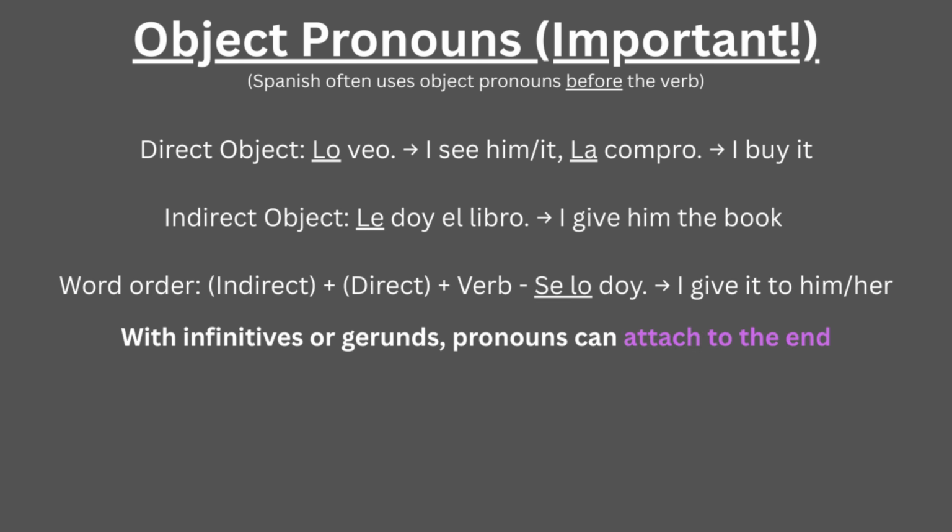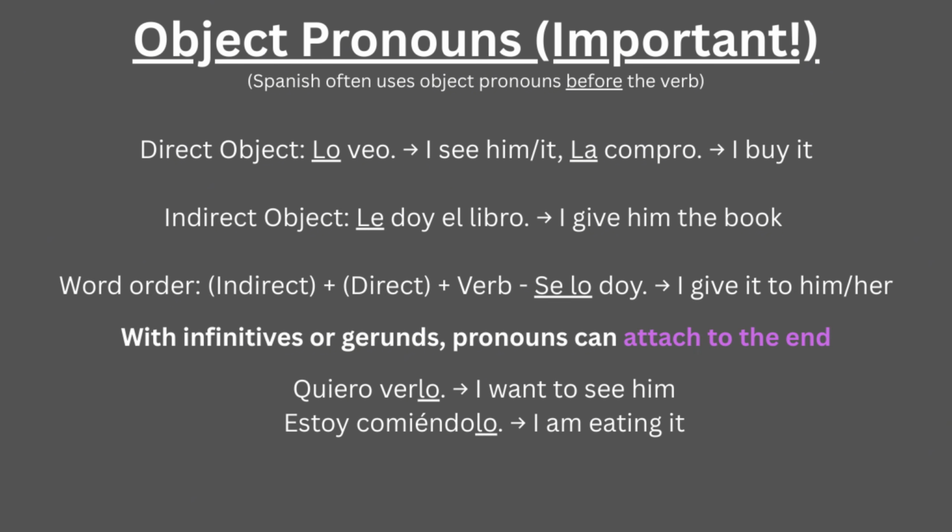Nonetheless, with infinitives or gerunds, object pronouns can attach to the end, like saying, quiero verlo, estoy comiéndolo. But again, it's more common for pronouns to come before the verb. Lo quiero ver.